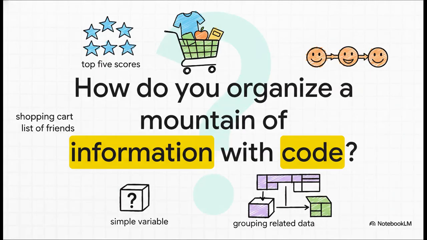So how do you actually organize a mountain of information with your code? I mean, think about it. You're building an app, right? You've got to track your top 5 high scores, or maybe all the stuff in a shopping cart, or even just a list of your friends. A normal variable, well, it can only hold one thing at a time. And that's a huge problem. We've got to have a way to group all that related data together.